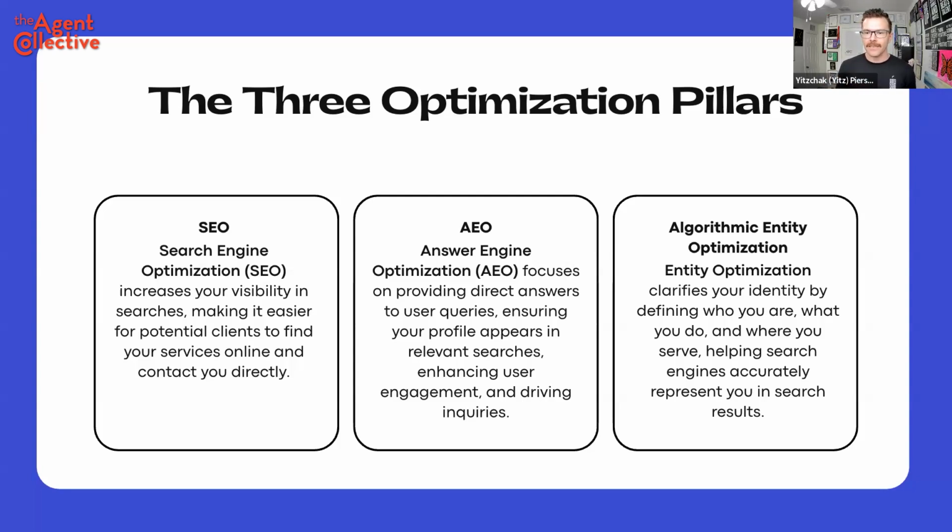And then entity optimization. So this is ensuring Google understands who you are, what you do, and where you operate so it can match your profile to the relevant local searches. So those are the three things that we're going to be talking about.